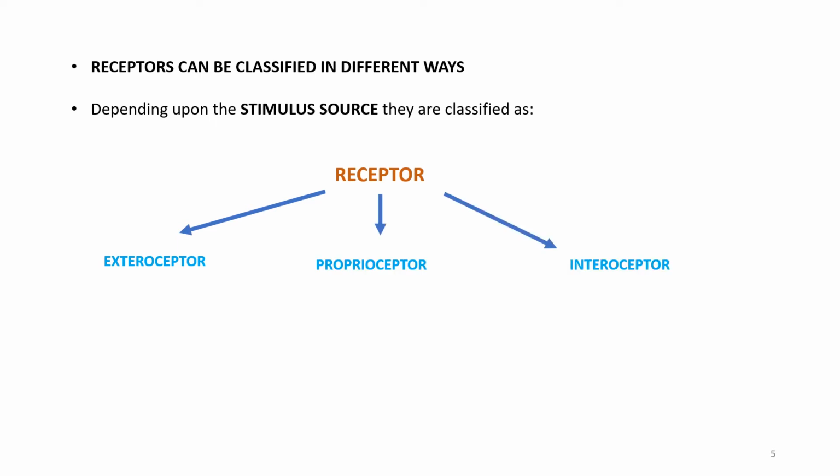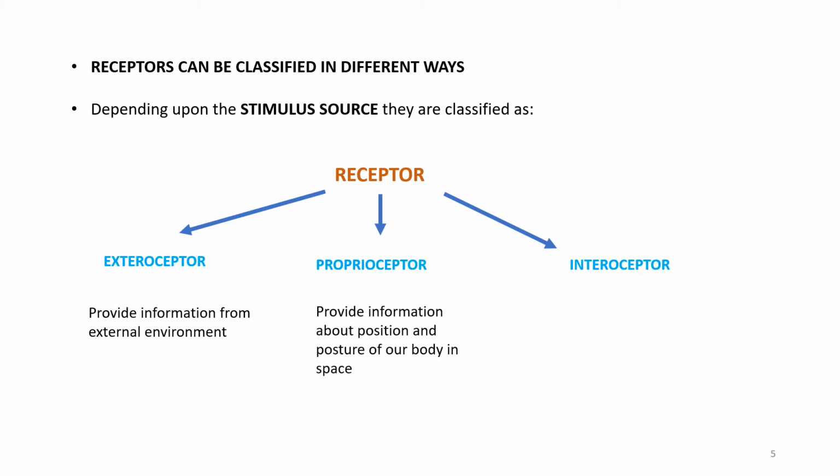Receptors can be classified in different ways. Depending upon the stimulus source, they are classified as exteroceptors, proprioceptors, and interoceptors. Exteroceptors provide information from the external environment. Proprioceptors provide information about the position and posture of our body in space. And interoceptors sense the state of viscera, that is, the state of the internal environment.